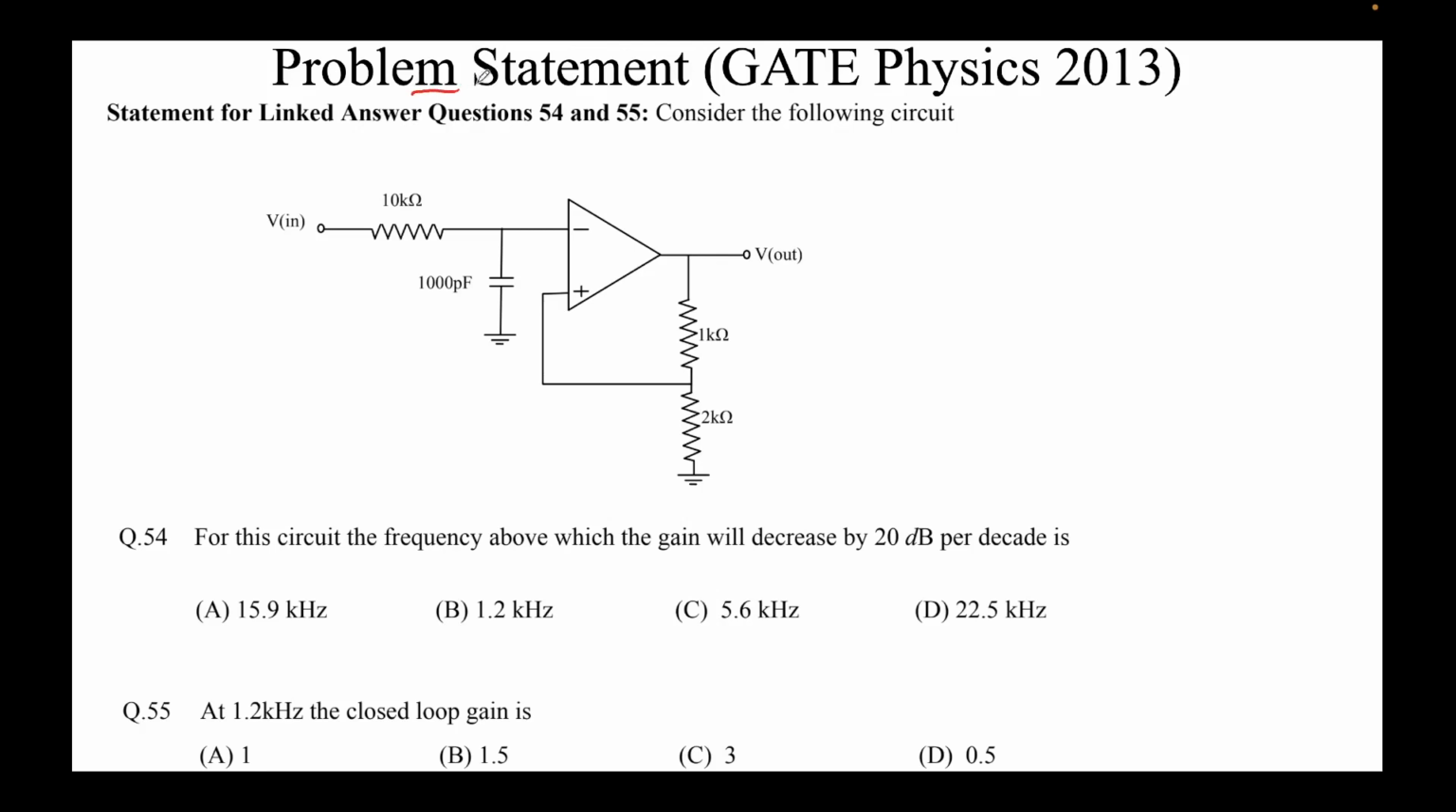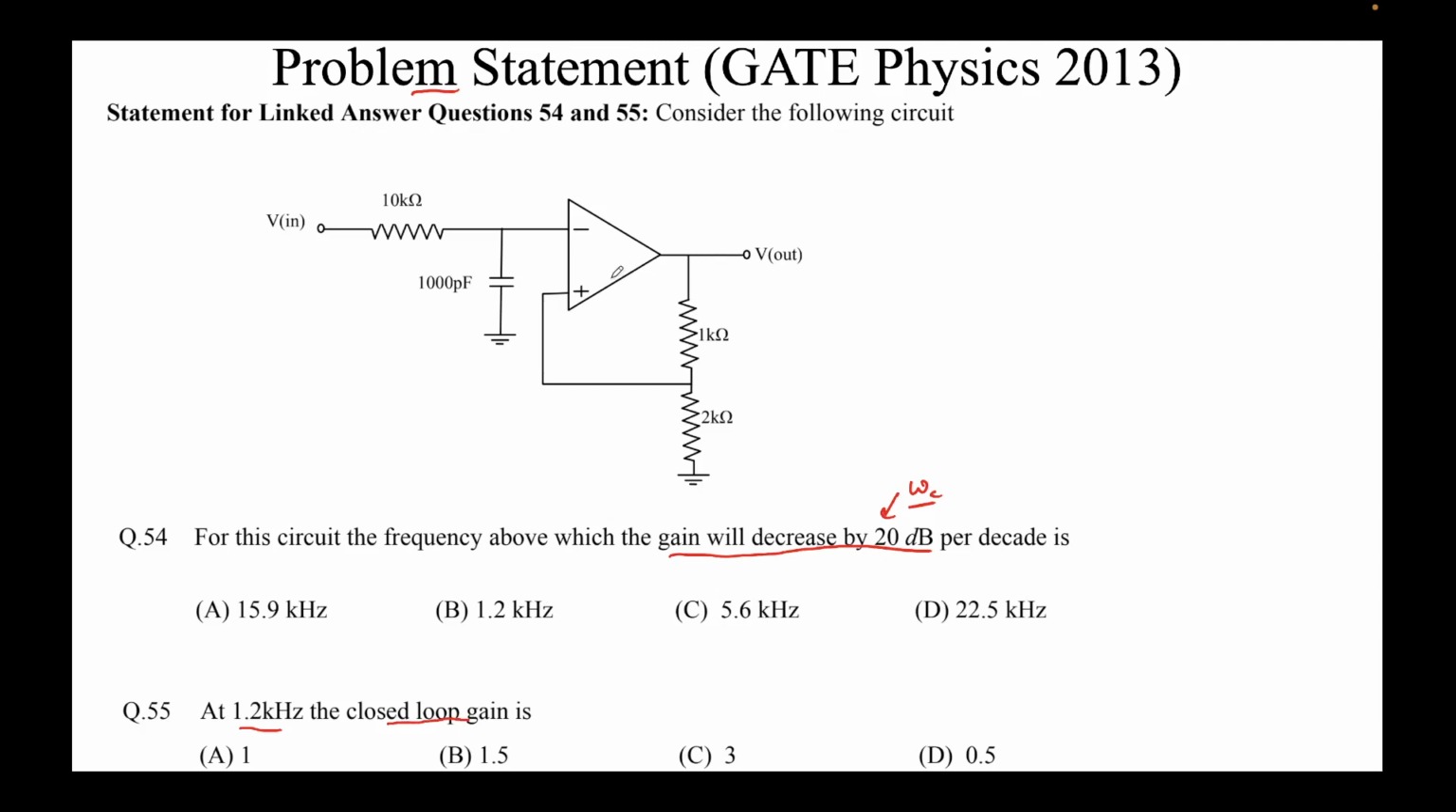The problem statement from GATE Physics 2013 reads as follows. Consider the following circuit. This circuit contains an op-amp. There are two questions related to this circuit. First question: for this circuit, the frequency above which gain will decrease by 20 dB per decade is. This is the definition, by the way, of cutoff frequency, omega c. And the second question is, at 1.2 kilohertz, the closed loop gain is.